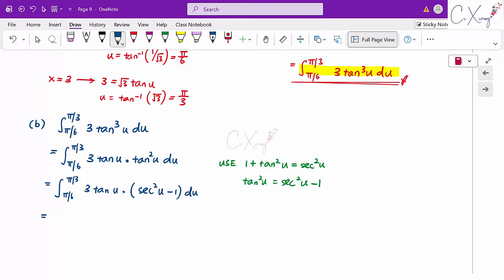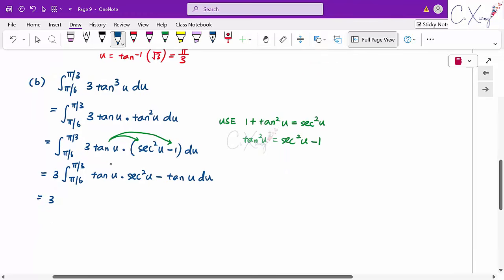3 is a constant, therefore I prefer to take it out. Then I try to multiply the tangent u into the secant square, and also this one. Okay, so let's have a look further. What kind of pattern do I have here? Basically I'm having tangent u multiplied with secant square u, then minus tangent u du.